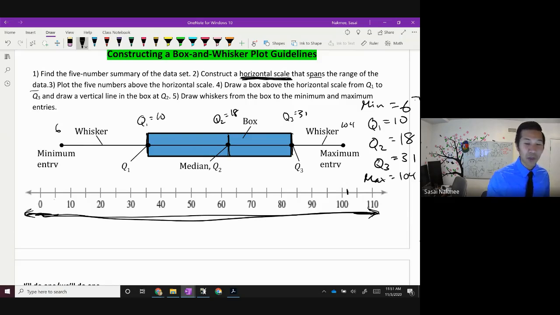I actually write those values out. And then once you mark them, you go ahead and draw your box. So your box is going to be here and here and here, and you just connect it all together. You don't have to make it a different color.